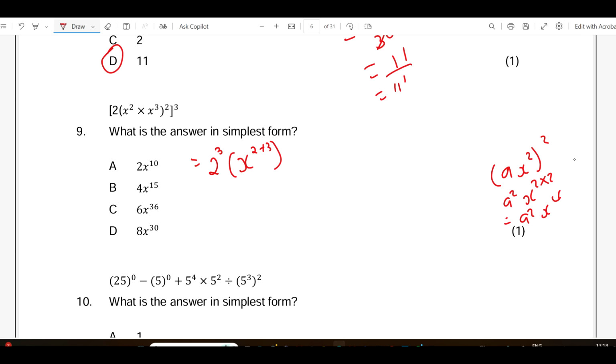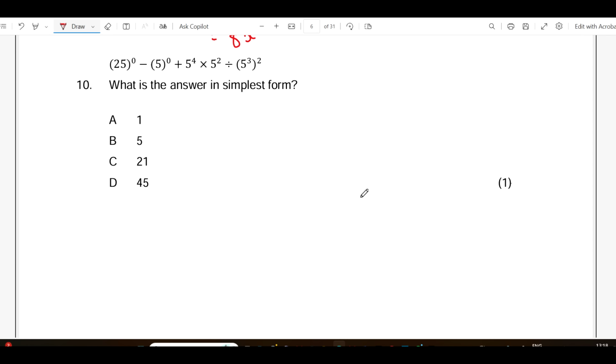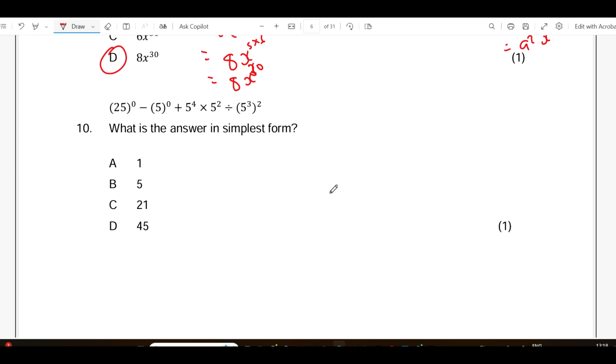Everything to the exponent of 6. 2 times 3 is 6. So 2 to the exponent of 3 is 8. This is x to the exponent of 5. And then the answer is going to be 8x to the exponent of 5 times 6, so 8x to the exponent of 30. This is the correct answer. What is the answer in simplest form?